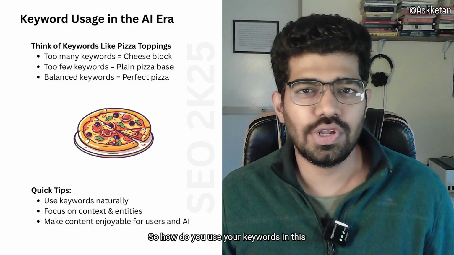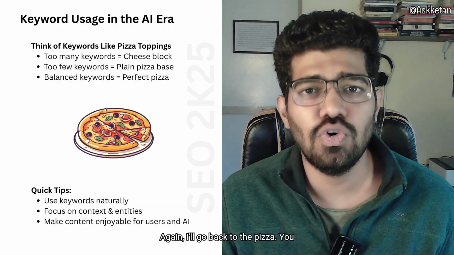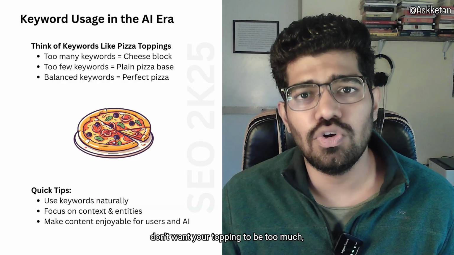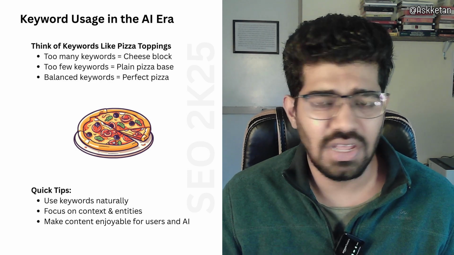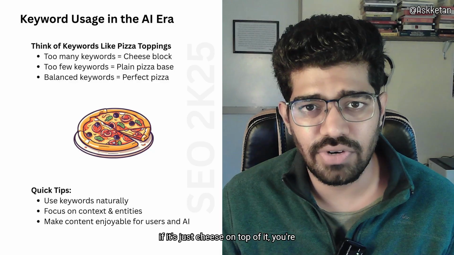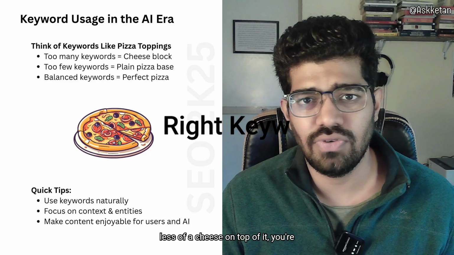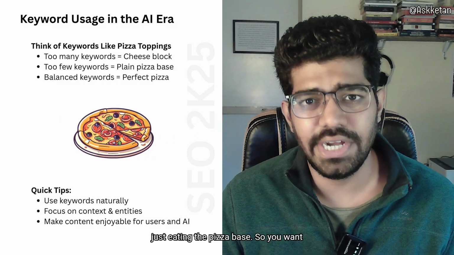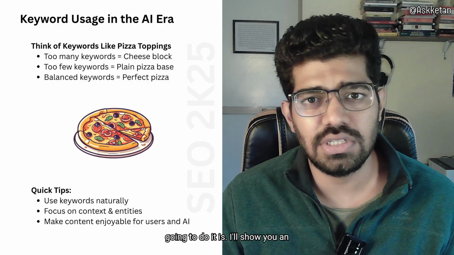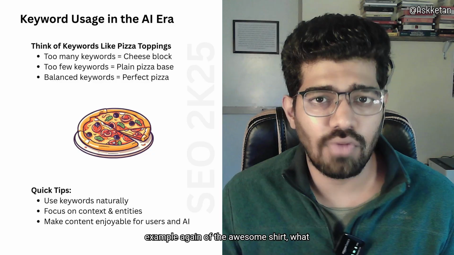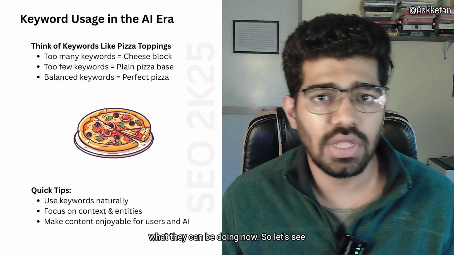So how do you use your keywords in this new AI engine era? Again, I'll go back to the pizza. You don't want your topping to be too much, nor do you want it to be less. You want it to be a pizza. If you get a cheese pizza, if it's just cheese on top of it, you're not eating a pizza, you're eating a cheese block. Or if it's too little cheese on top of it, you're just eating the pizza base. So you want it to be a perfect pizza. And how we're going to do it is, I'll show you an example again of the awesome shirt, what they've been doing earlier and what they can be doing now. So let's see that.